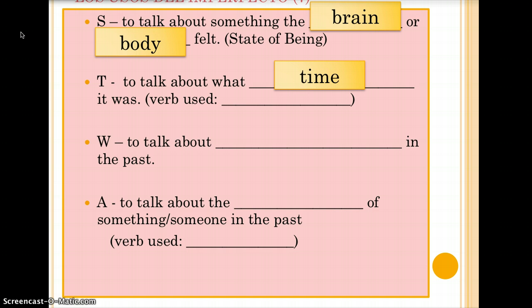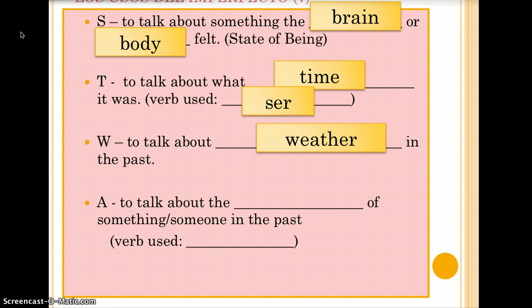T is to talk about time. You're always going to use the verb ser. W stands for weather, and A stands for age. And you'll always use the verb tener with age.